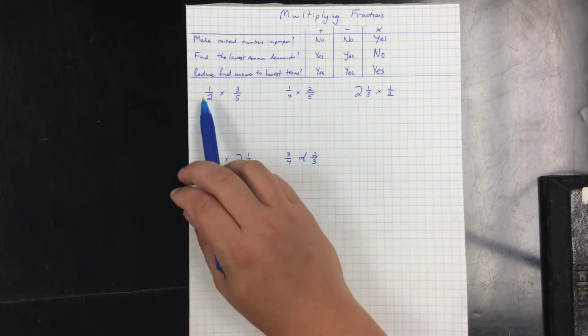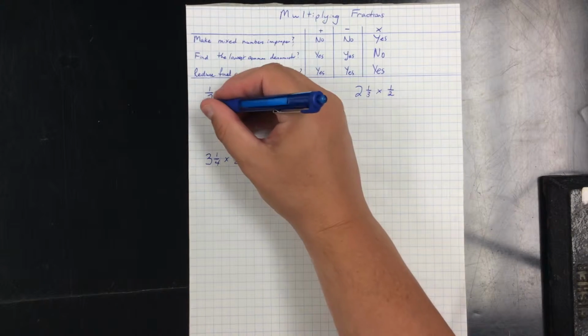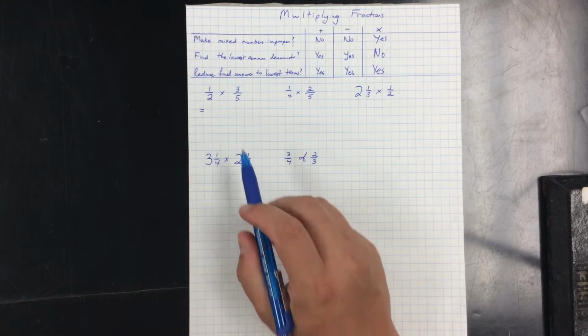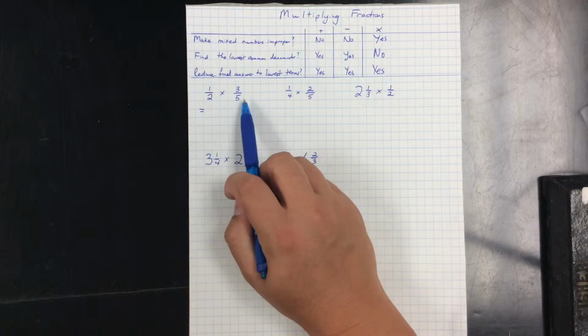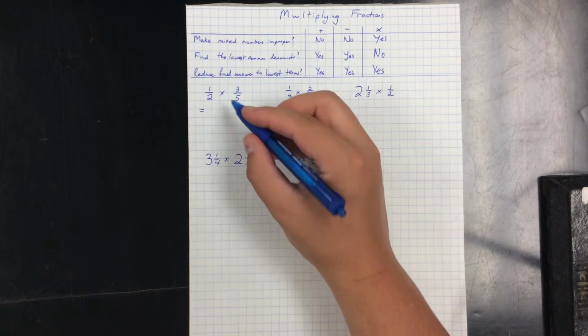So let's take a look at a very simple start, 1/2 multiplied by 3/5. Okay, there are no mixed numbers, so we don't have to worry about that. We don't have to find a common denominator. All we have to do is multiply the numerators and the denominators together.